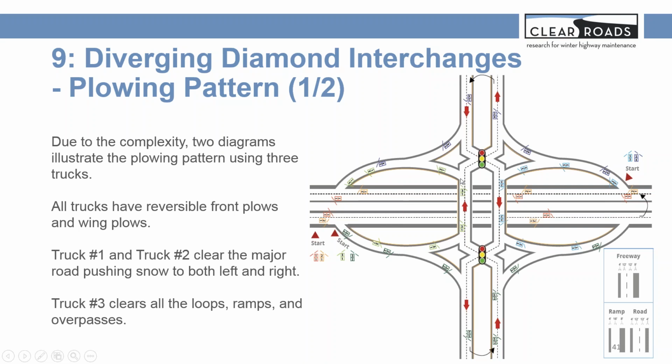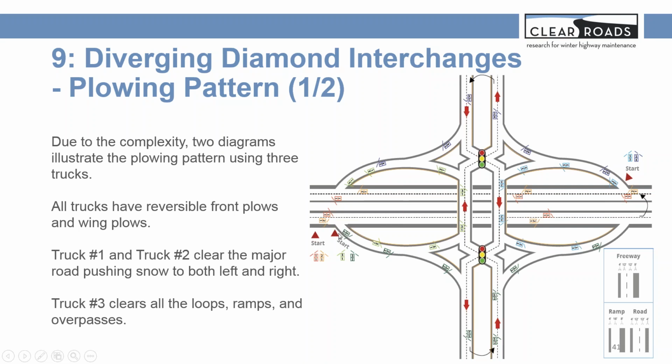And when they cross the overpass, they get onto the on-ramp and switch the wing. Use the left wing and the front plow to push to the left and clear the left shoulder and left part of this on-ramp, and turn around. So that finishes pass number 1 of truck number 3.